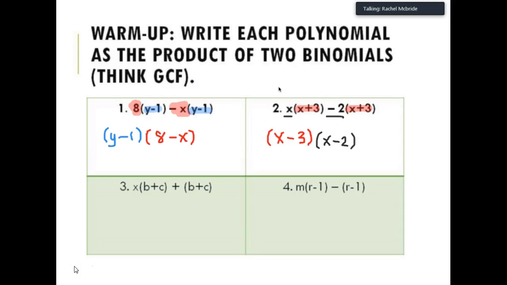So what is the GCF in number 3? Perfect. So we're going to take out b plus c. And this one's a little bit tricky. So there's the x, but in front of b plus c is an imaginary 1. So the GCF leaves behind x plus 1. You need that 1 to act as a placeholder in the problem.